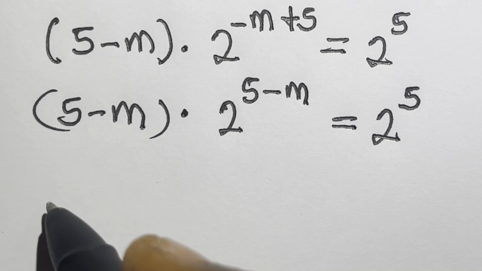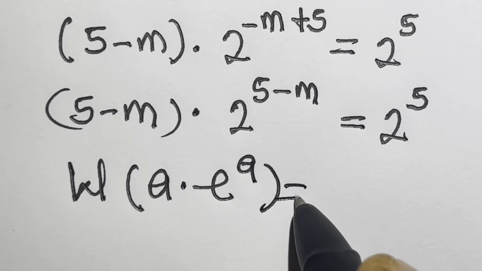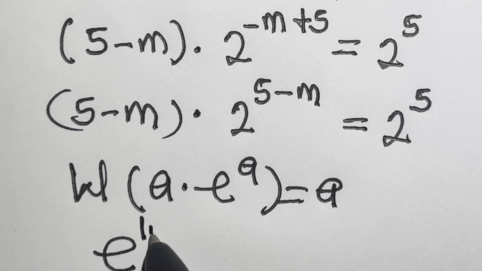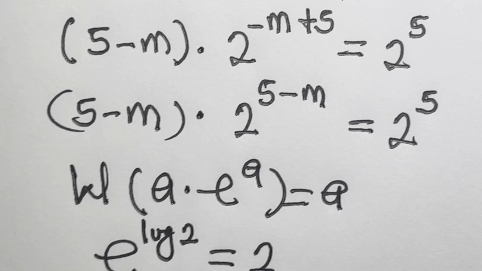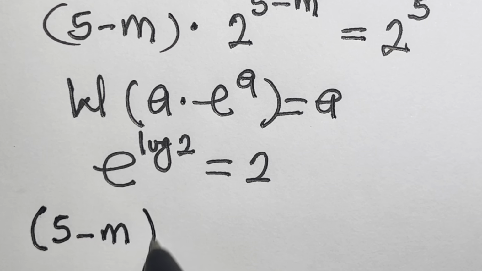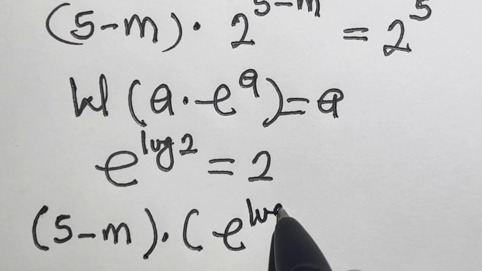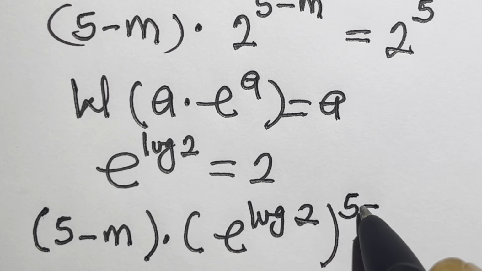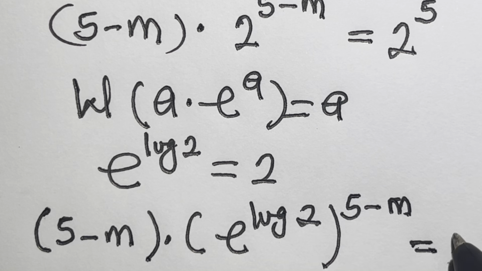Let's recall that if you have the Lambert function of a multiplied by exponential a, this equals a. And if you have exponential log 2, this will become 2 because exponential will cancel log. So we will have 5 minus m multiplied by exponential log 2, because we have 2 here raised to power 5 minus m. 2 raised to power 5 will give us 32.